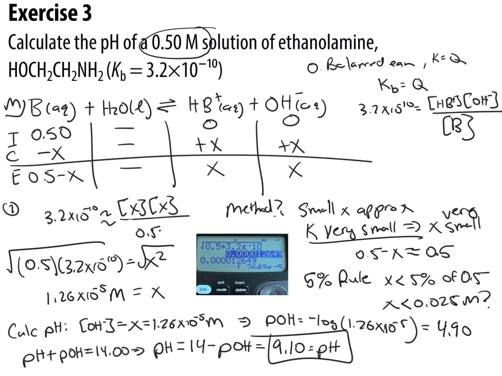Always check that that makes sense. In this case, yes, our pH is greater than 7 because we have a base. It's not much greater than 7 because even though it's quite a concentrated weak base, it's a weak base, and it's a very, very weak base because Kb is so small. So that's why the pH is only slightly greater than 7.